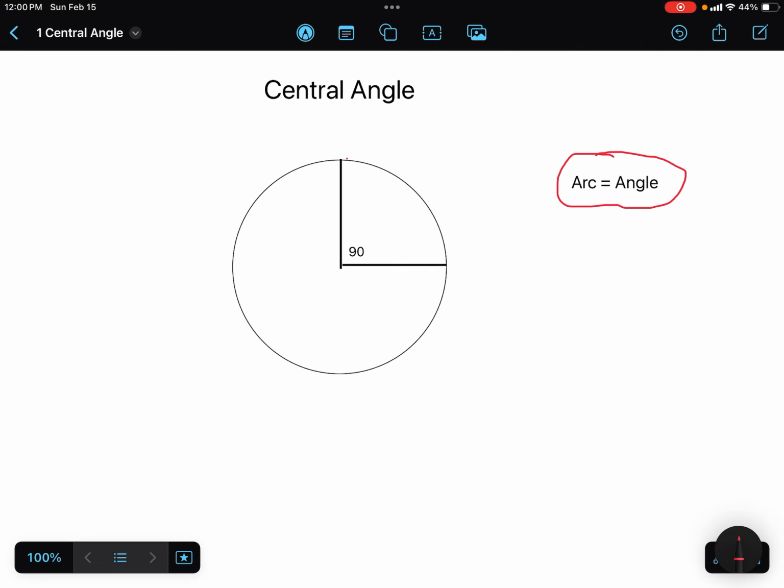You can see that this arc here comprises 1/4 of the circle. And of course, 1/4 of 360 degrees, which is the amount of arc in the entire circle, is also 90 degrees. So very simple right there. A 90-degree central angle yields a 90-degree arc.